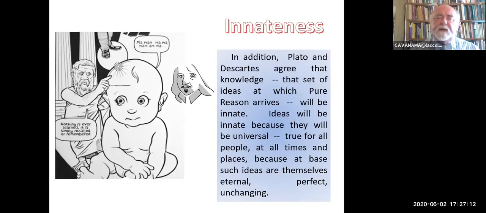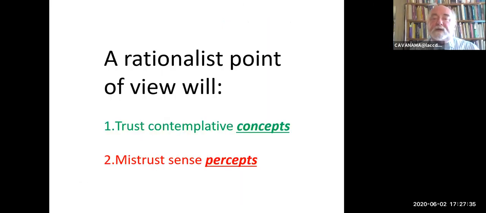There's another point on which Plato and Descartes agree. We'll come back to this in other contexts. Ideas, knowledge, the set of ideas at which pure reason arrives will be innate. They're going to be innate because they're universal, true for all people at all times and all places, because such ideas are themselves eternal, perfect, unchanging. Okay, so to sum up, the rationalist point of view is going to do two things. It's going to trust contemplative concepts and mistrust sense percepts. Concepts are tremendously important. Percepts are squishy.